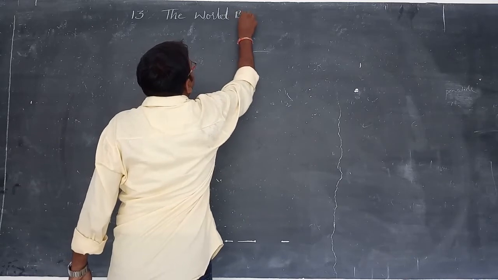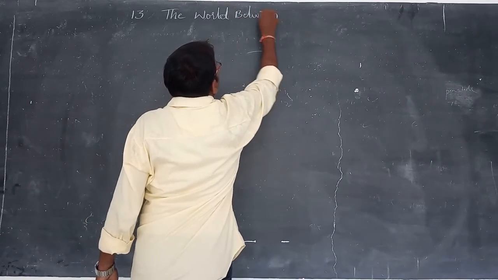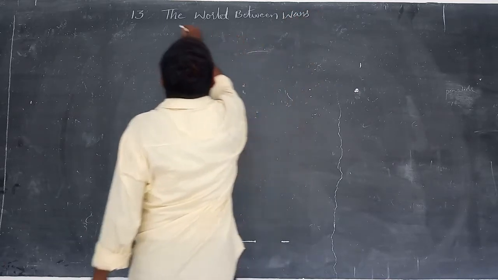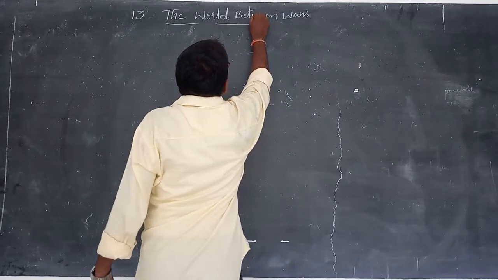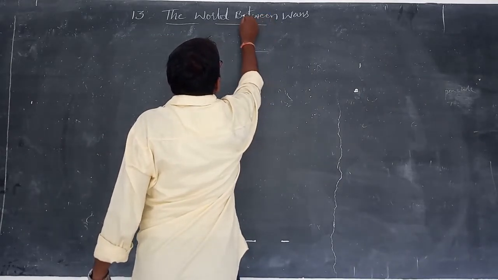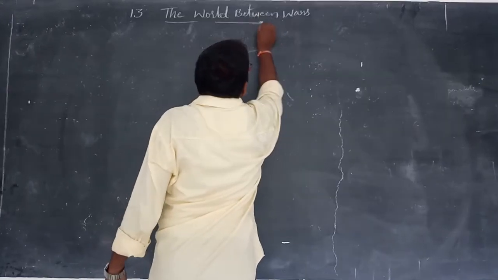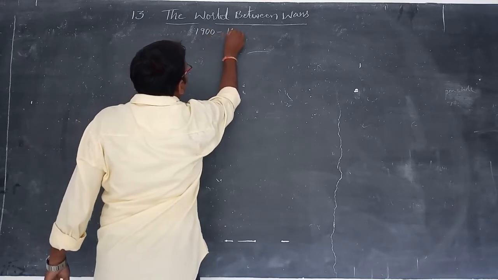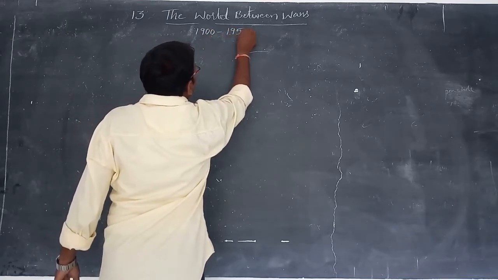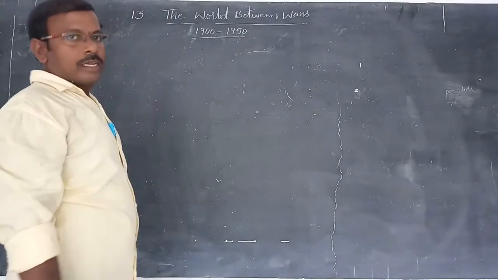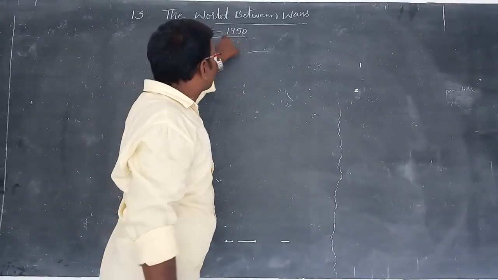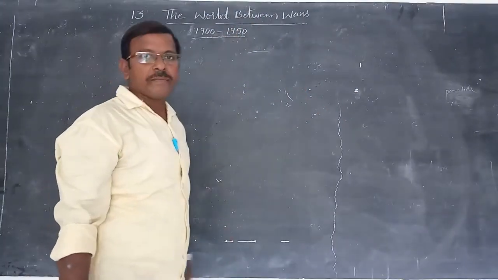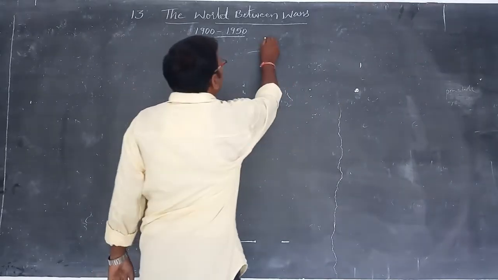the world between wars. The world between wars, 1900 to 1950. Which century can you tell? Which century is this, 1900 to 1950? Yes, this is the 20th century.